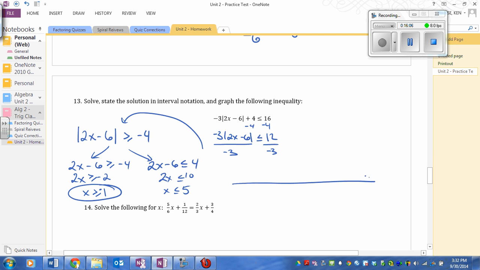So if I do it on the number line, negative 1, 5. Interval notation, negative 1, 5. Bracket.